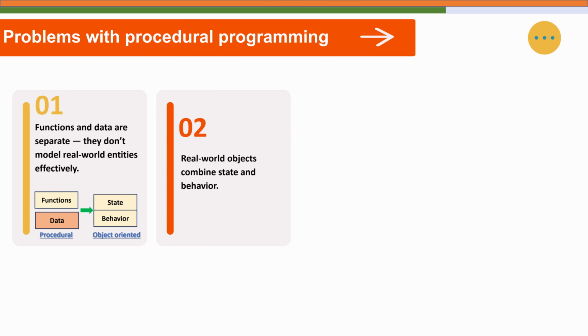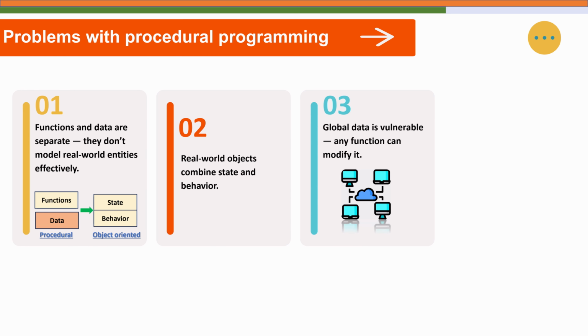So real-world objects combine state and behavior. In real world, every object has two main aspects, state and behavior. For example, think about a person. A person's state might include its height, age, and mood, things that basically describe them. The behavior includes actions like running, sleeping, or speaking. Both the aspects belong to the same individual, so you can't separate them. But in procedural programming, we treat them as if they are completely independent, but that's not how the real world works.